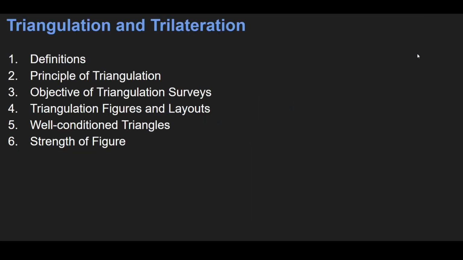So we will start with triangulation and trilateration. So we will define these terms. We'll go to the basic principle of triangulation, and the objective of triangulation surveys. So why do we do these surveys in the first place? And we have triangulation figures and layouts. So these are the different configurations of triangulation networks. Then well-conditioned triangles. How do we define a well-conditioned triangle? So this is essential in designing a triangulation network. And then lastly, we go to strength of figure.